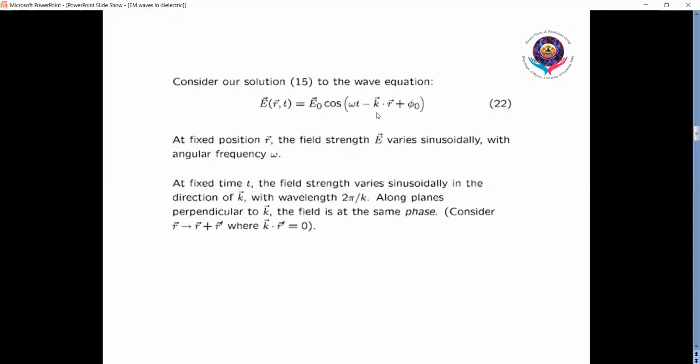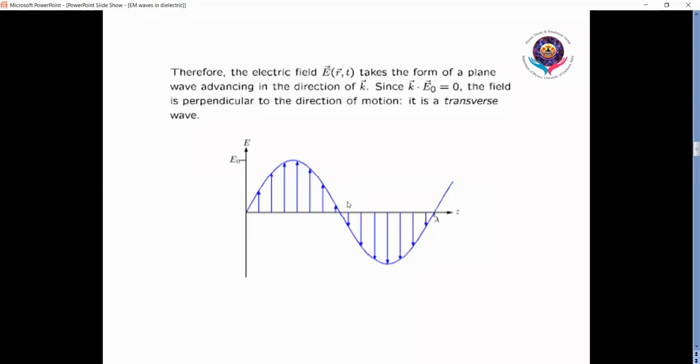Now let us again look at this solution. This signifies that at a particular position r, the field strength E varies with the angular frequency. And the wavelength is related to the propagation vector k through the relation 2 pi by k. Wavelength is equal to 2 pi upon k. This is the transverse wave.